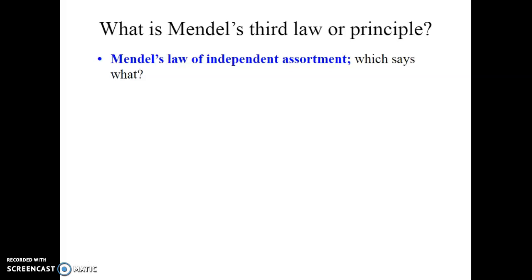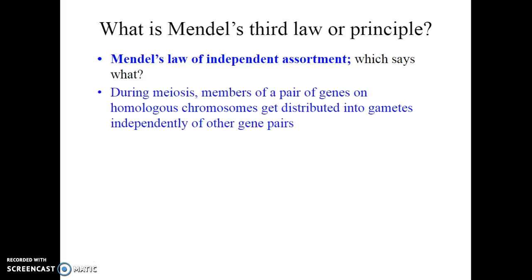So what does that tell us? Well, we know we have different genes for different traits. And independent assortment says they separate themselves independently of one another. And we will try to explore that visually looking at a dihybrid cross that Mendel used. So during meiosis, members of a pair of genes on homologous chromosomes get distributed into gametes independently of other gene pairs. So eye color gene separates itself differently than hair color gene.